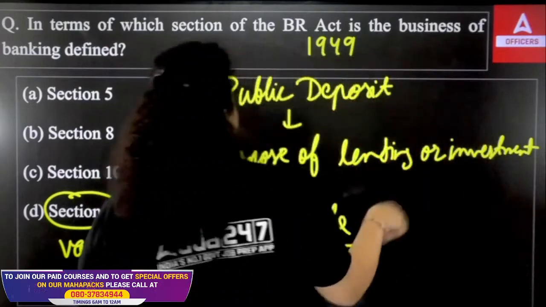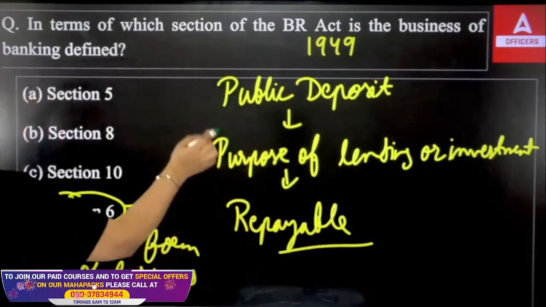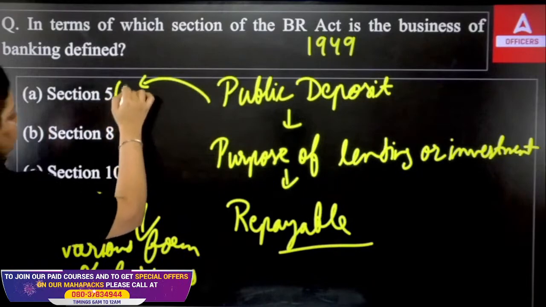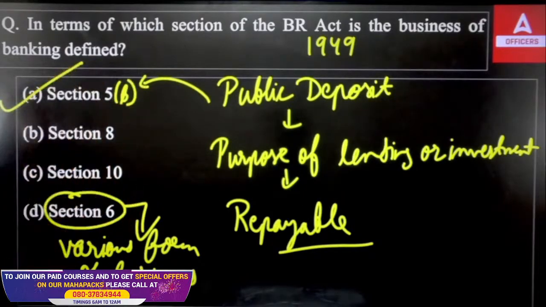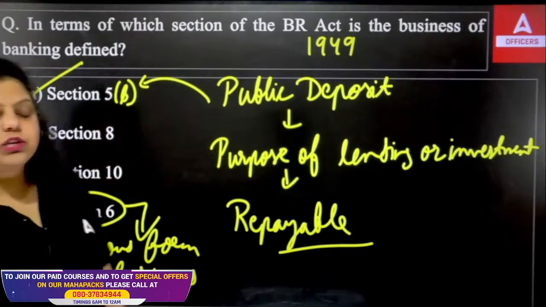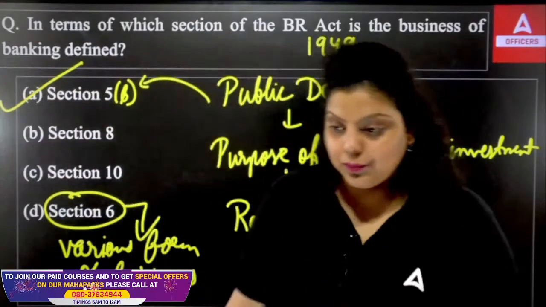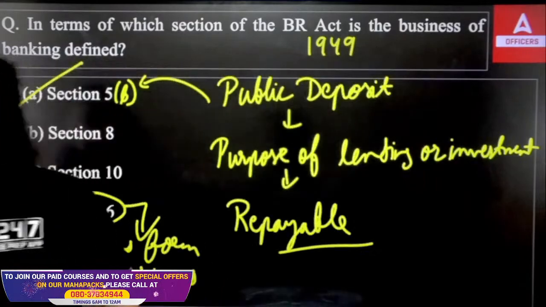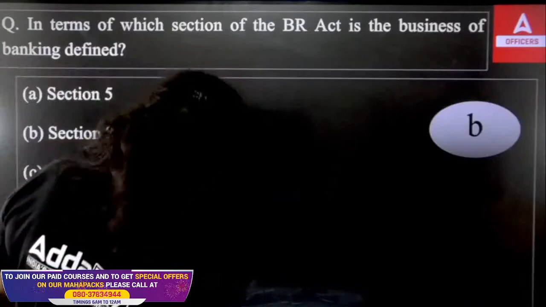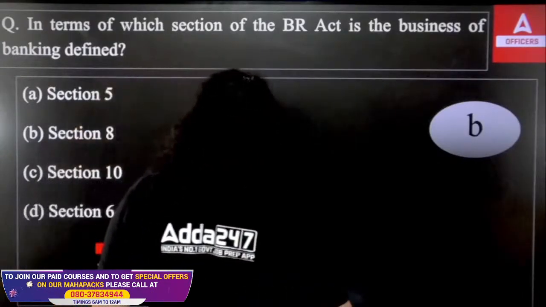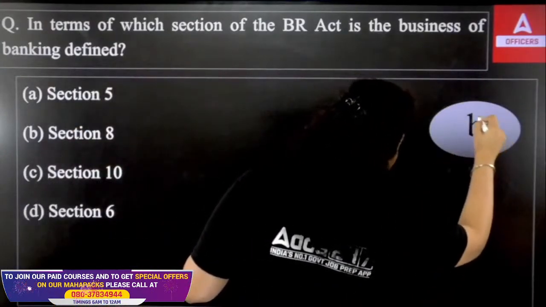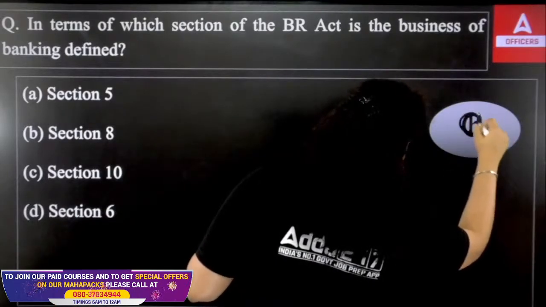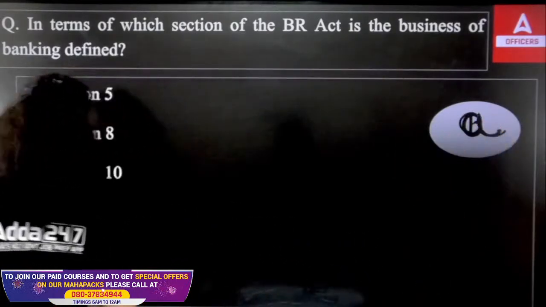Now this definition of business of banking is defined under section 5B of the Banking Regulation Act 1949. So the right answer will be option A. Section 5B talks about the business of banking. Clear? So the right answer is A. It is written B here, but it's not B. The right answer is actually A, not B. In section 5B it is defined. Next.